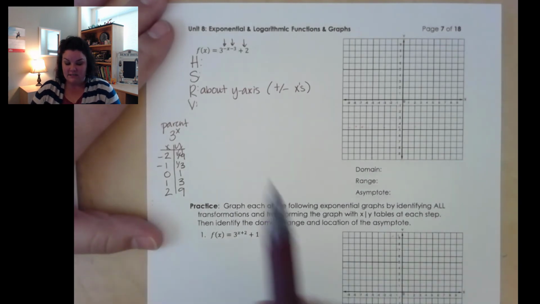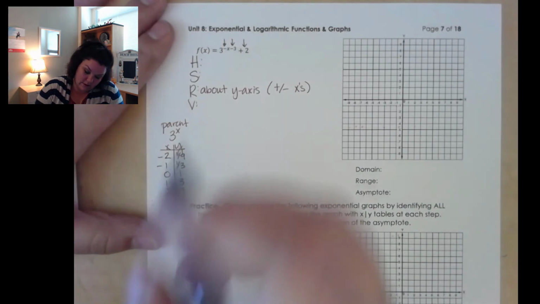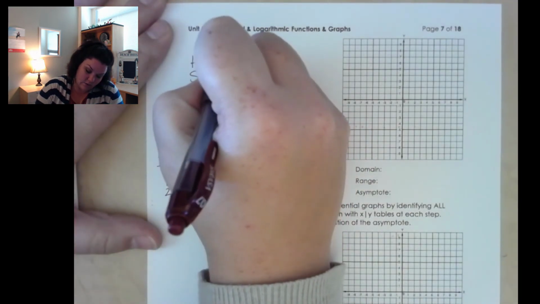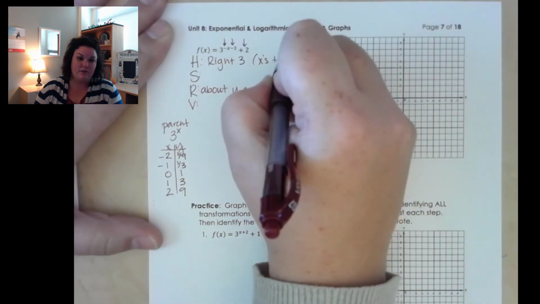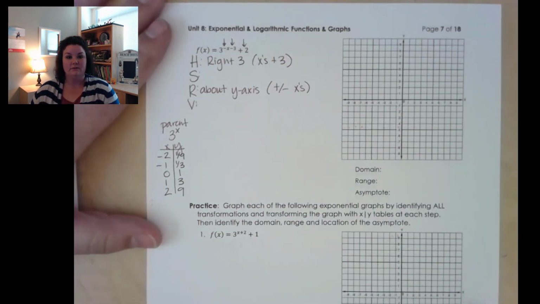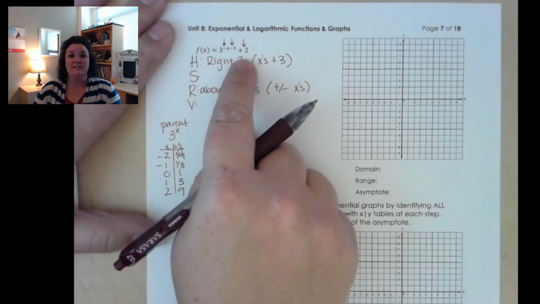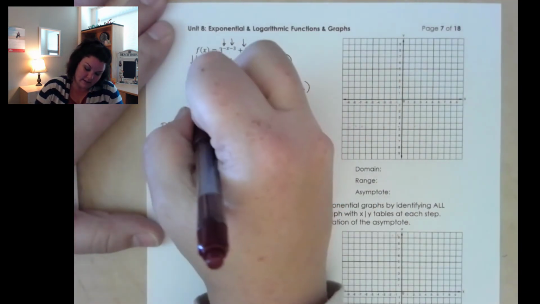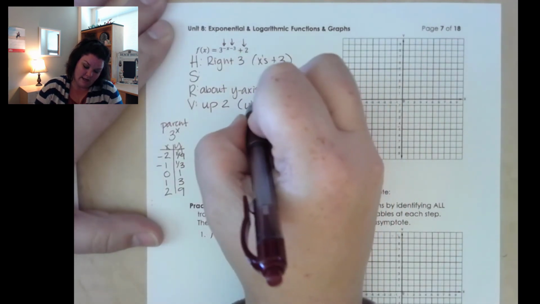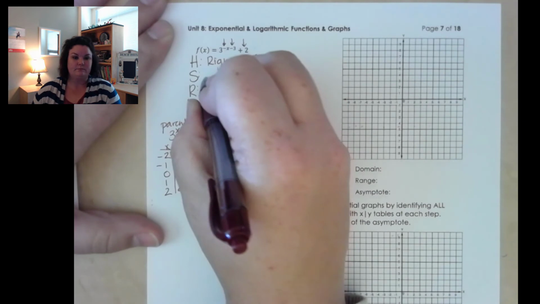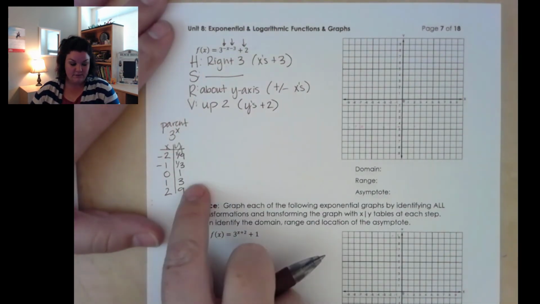Then I have the -3 happening in the exponent, which is going to be a horizontal shift to the right 3. So I'm going to take my x's and add 3 to them to modify my tables. And then the last thing I have is the +2, which is outside the function. So that's going to shift me vertically up 2. So I take my y's and add 2 to them. So no stretching.